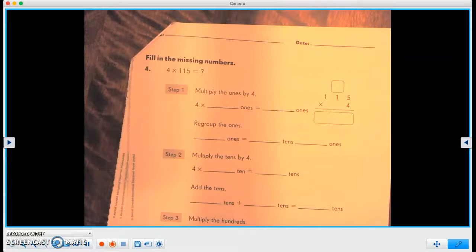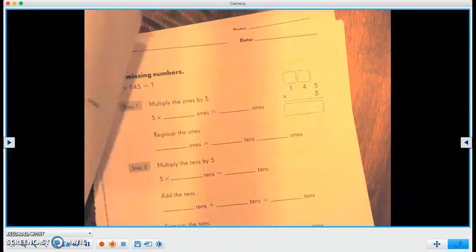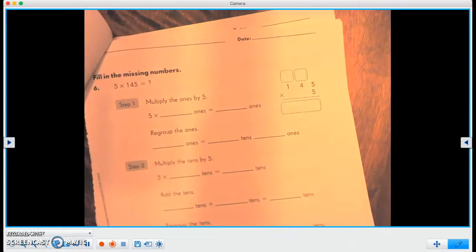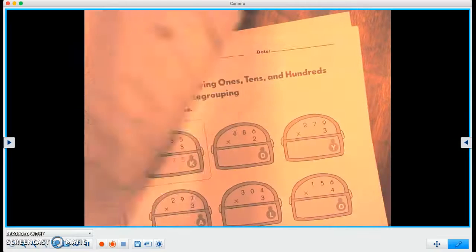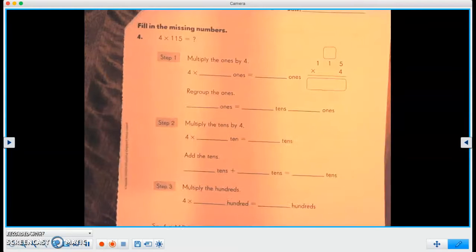All right, boys and girls, here we are, part 2 of chapter 7, practice 3. We're going to do numbers 4 and 5 together, and that will leave you with 6 and 7 to finish on your own. So let's get started.